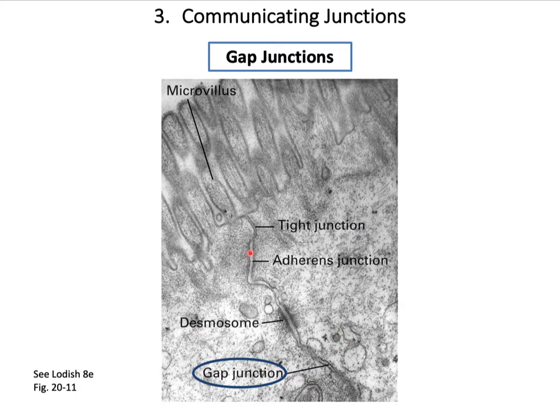The last major group of junctions are the gap junctions, and again, here is an example of the same transmission EM of an epithelial cell layer, and you can see that a gap junction is located right next to the desmosome, or just below the desmosome if you consider the apical side as the top layer of the epithelial layer.